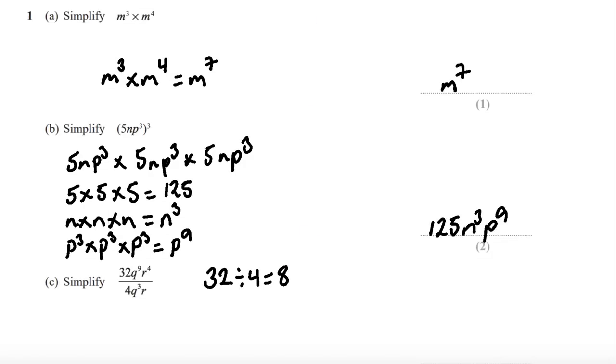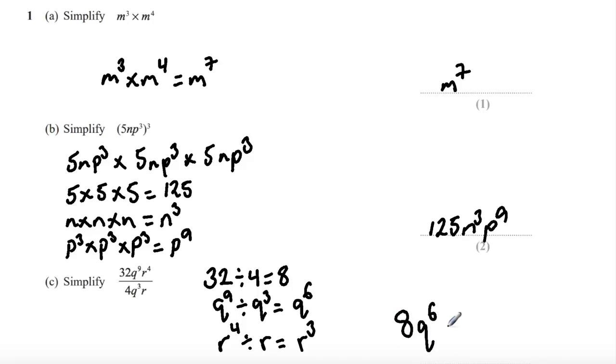I'm then going to divide q raised to the power of 9 by q raised to the power of 3. Now again, it's important to remember that if the base variables are the same and we're dividing, I'm going to subtract the indices. So we should have q raised to the power of 6. I'm now going to divide r raised to the power of 4 by r. So r raised to the power of 4 divided by r is equal to r cubed. I'm going to put the answers together. So our final answer should be 8q raised to the power of 6 r cubed. So that's our final answer.